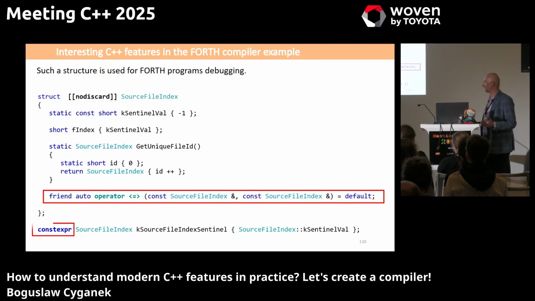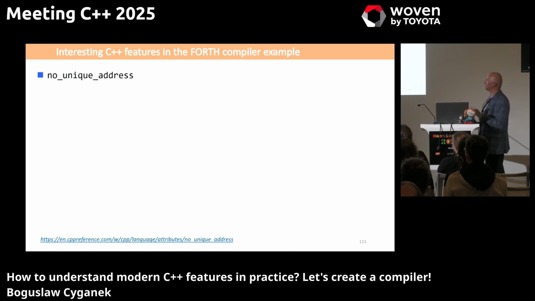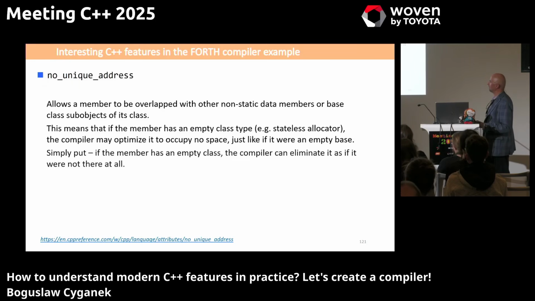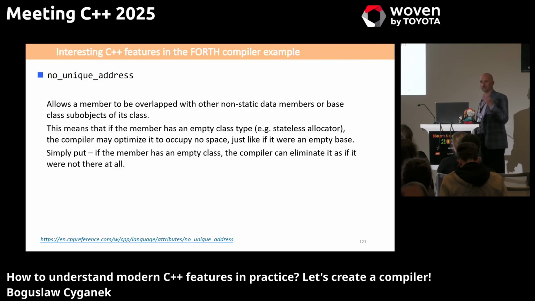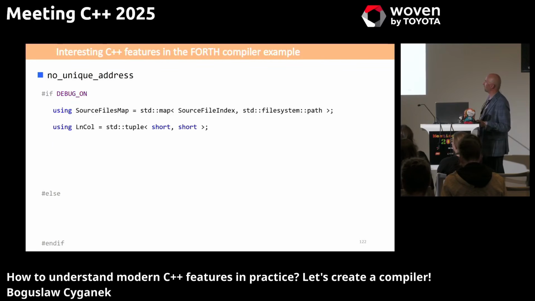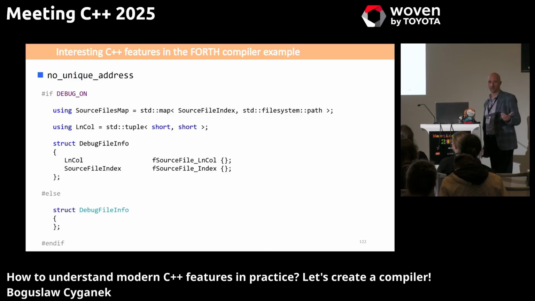Also this constexpr, again, whatever we can make constexpr is really worth considering in an embedded system. This is an interesting thing. We have two modes of operation, so no_unique_address. What it does is, if a member is an empty class, the compiler can eliminate it as if it were not there at all. The thing is that a structure, even if it is empty, its sizeof will be 1. So why is this important? We have two versions of the software, with debug on and release, let's say. So we have such a structure, debug file info, but in the release version debug file info is empty.